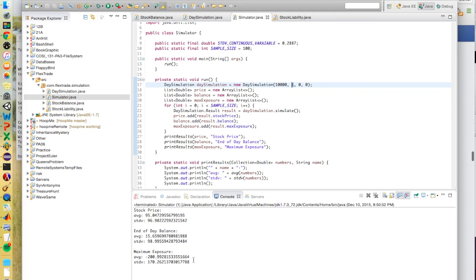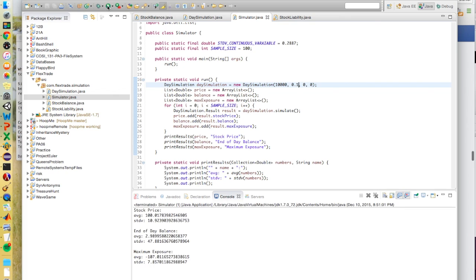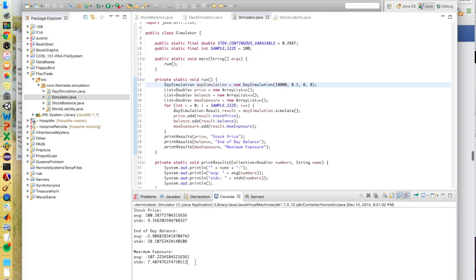And the standard deviation is pretty high, but if we bring this volatility down to something more reasonable, we see that the maximum exposure comes way down, it halves itself, it's around the value of the price, and the standard deviation also becomes very small.